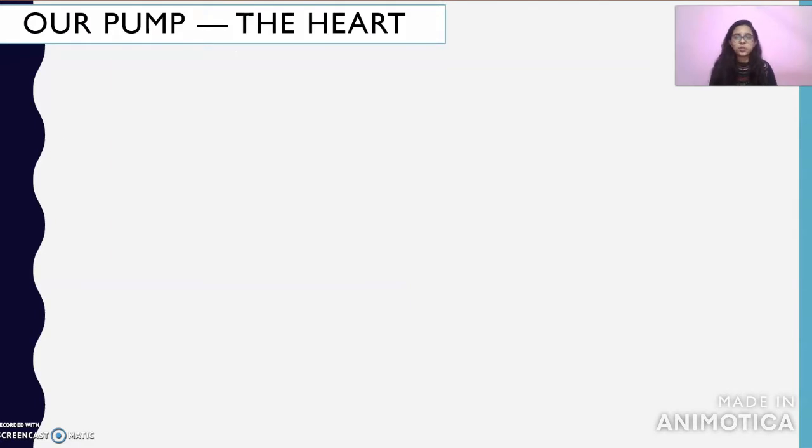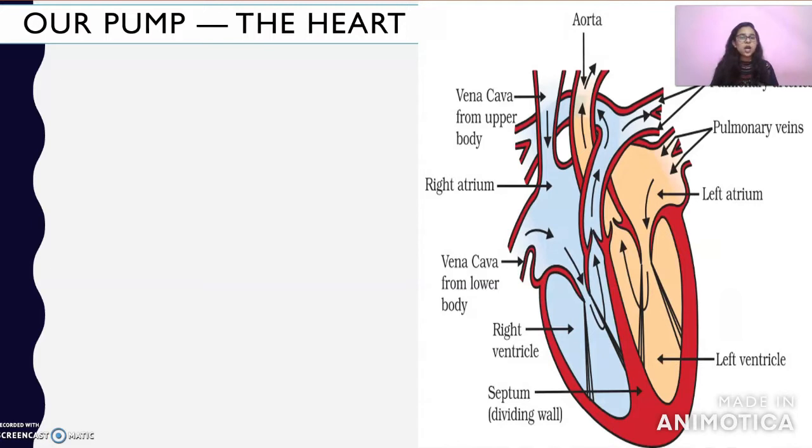Now let us learn about our pump, that is the heart. Now children, our heart is as big as our fist. It is situated here in between our two lungs. Then it is slightly tilted towards the left side. It has four chambers. The upper two chambers are called the right atrium and left atrium. They are smaller than the lower parts, that is the ventricles, right ventricle and left ventricle.